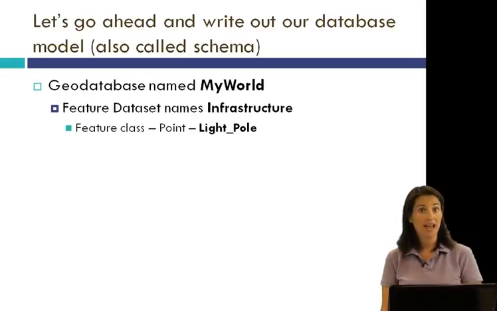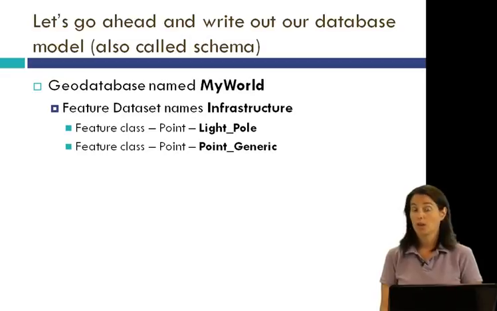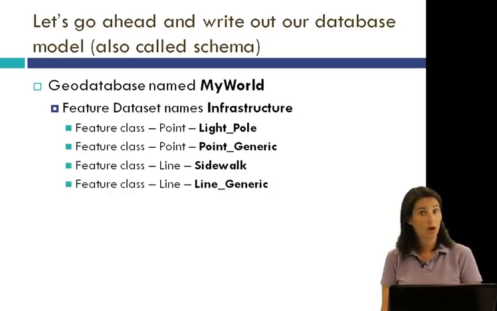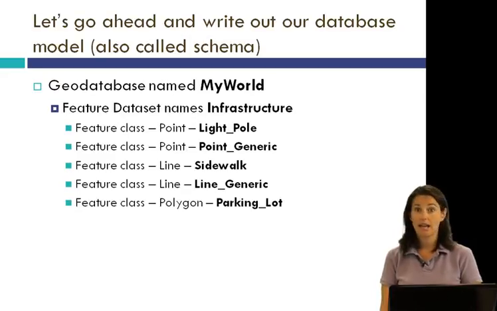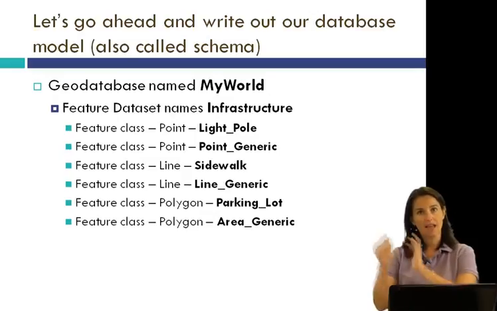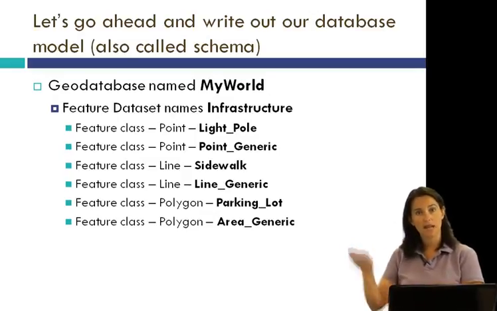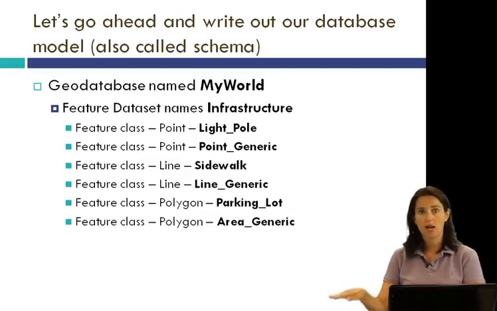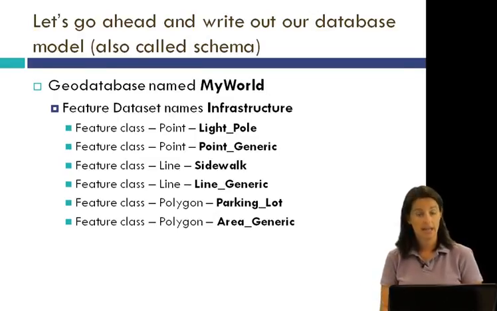Within infrastructure, we're going to have several different feature classes. We're going to have a point, which is going to be a light pole. We're going to have a point, which is going to be a point generic. A line, which is a sidewalk. A line, which is going to be called line generic. A polygon or an area as parking lot, and then an area or a polygon as area generic. So our geodatabase is My World, feature data set, infrastructure, and then the 6 different feature classes: light pole, point generic, sidewalk, line generic, parking lot, and area generic.